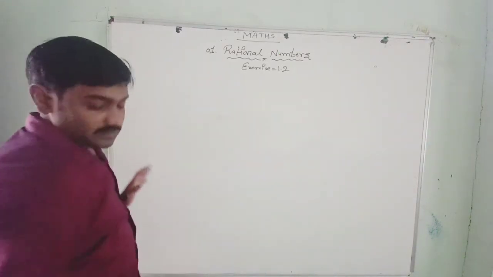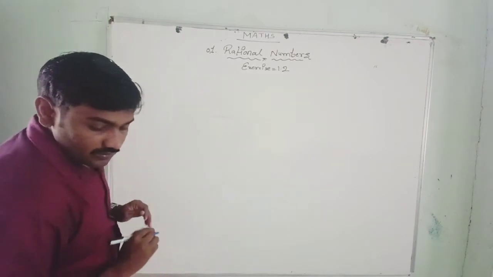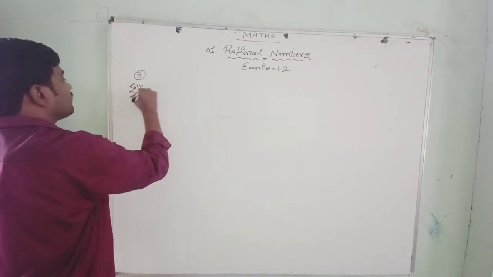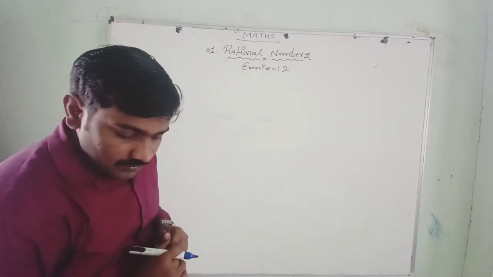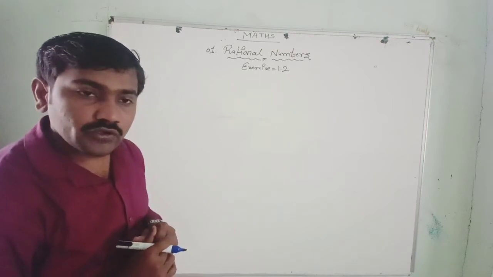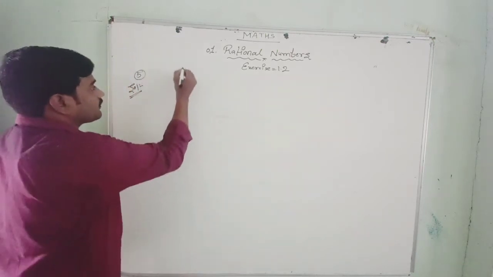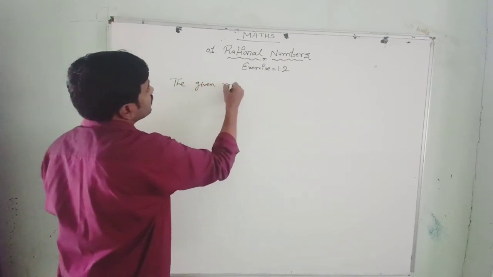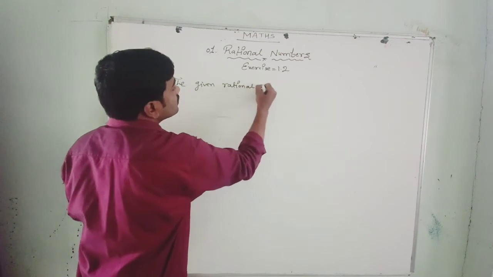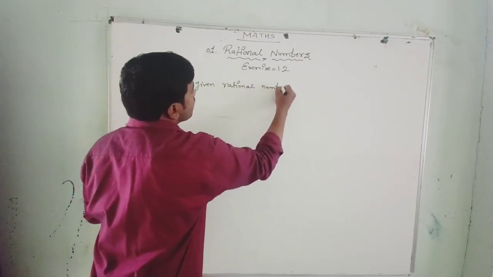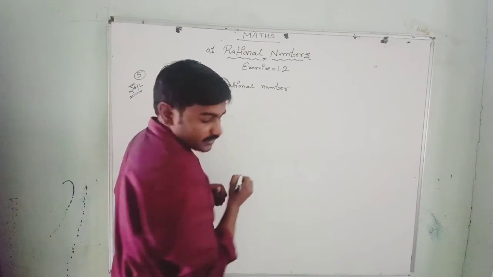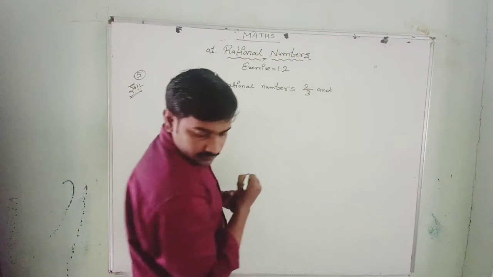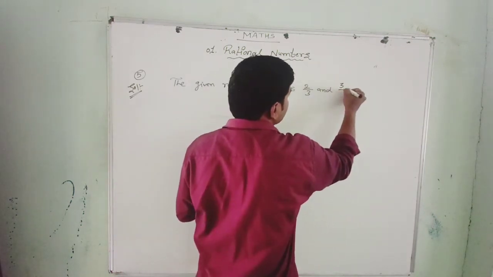Yes. Now we go for the question number 5. Find a rational number between 2 by 3 and 3 by 4. The given rational numbers, 2 by 3 and 3 by 4.